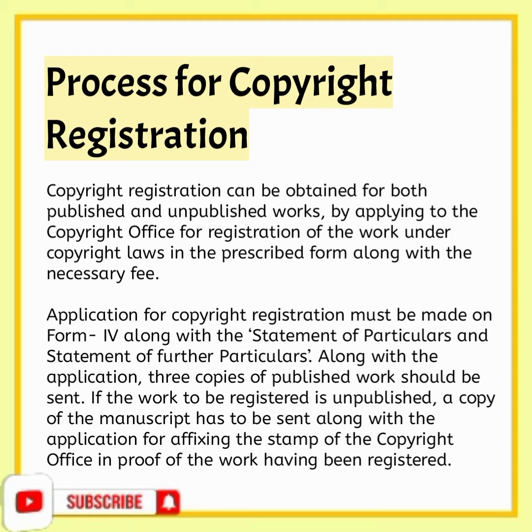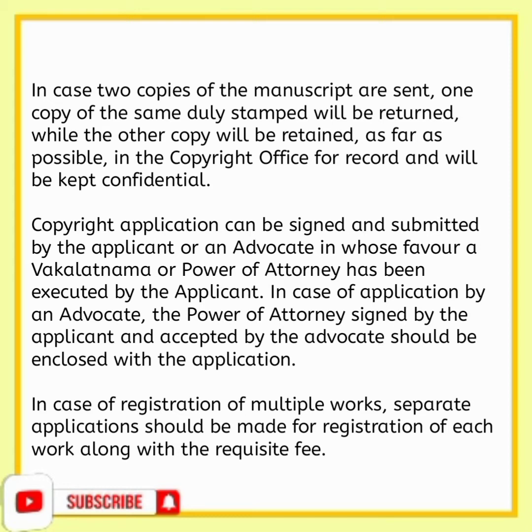Application for copyright registration must be made on Form 4 along with the Statement of Particulars and Statement of Further Particulars. Along with the application, 3 copies of published work should be sent. If the work to be registered is unpublished, a copy of the manuscript has to be sent along with the application for affixing the stamp of the Copyright Office in proof of the work having been registered. In case 2 copies of the manuscript are sent, 1 copy of the same duly stamped will be returned, while the other copy will be retained as far as possible in the Copyright Office for record and will be kept confidential.